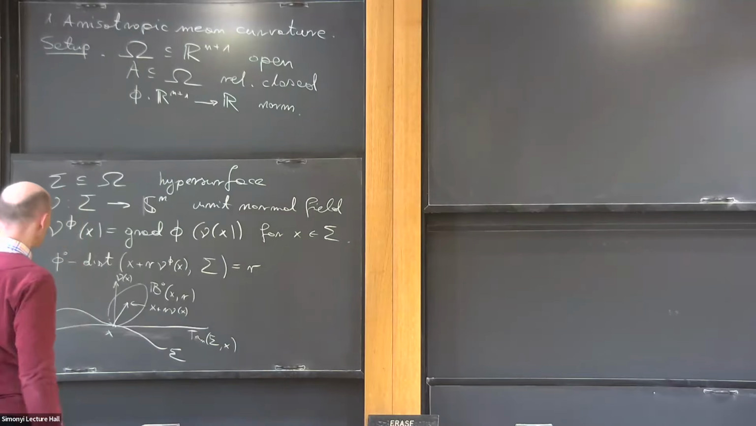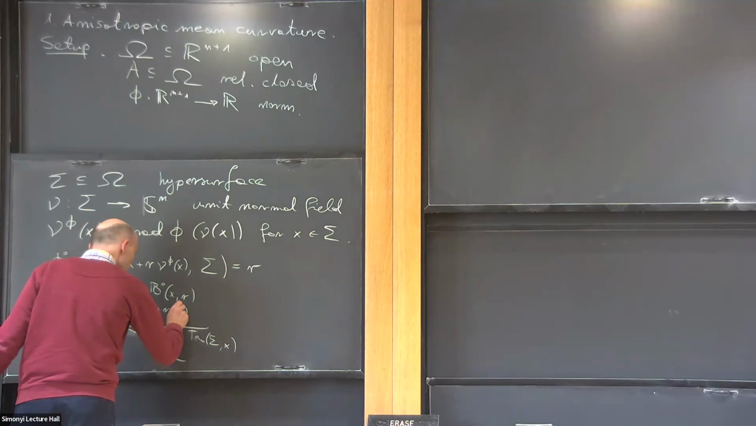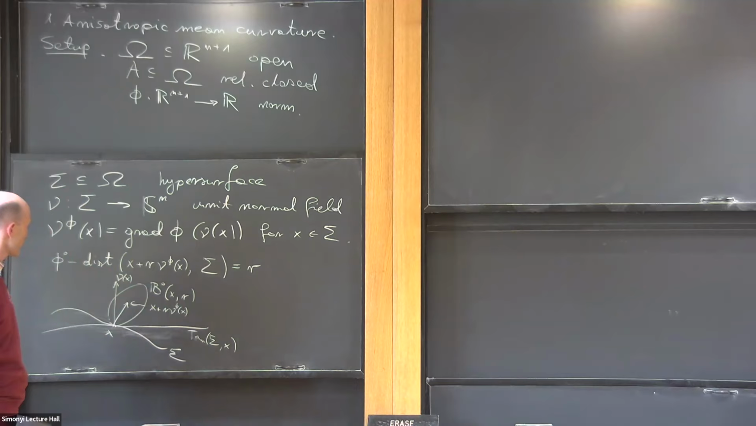So nu_Phi of x, you mean? Nu_Phi, yeah, of course. Right, I mean the different one. The different one, yeah. So this is the usual normal, and this is the direction the other kind gives you.